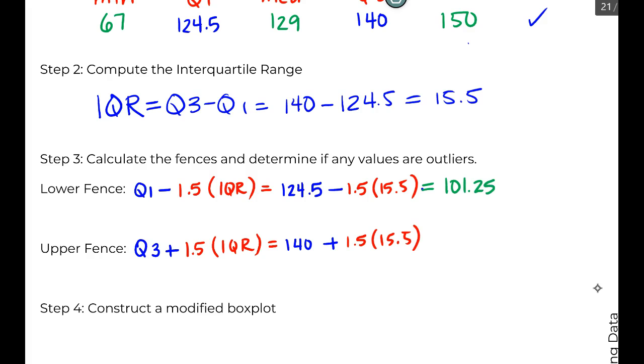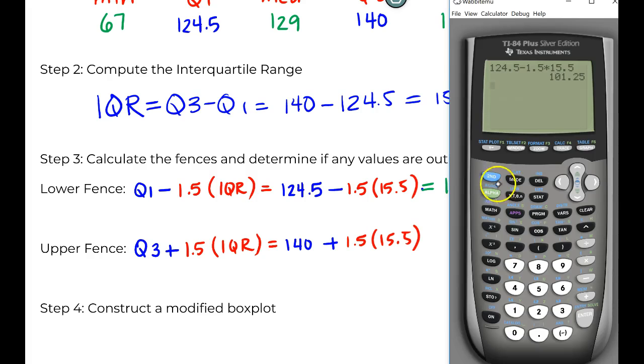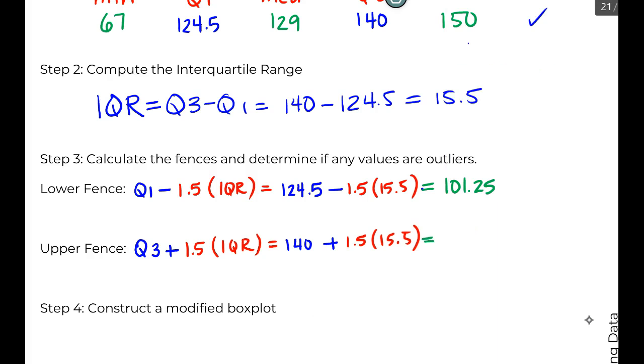And then I'd redo the same thing. If I really want to, I can bring back what I last typed by doing second enter. And then I can just change this stuff out. 140, delete, delete, plus 163.25.